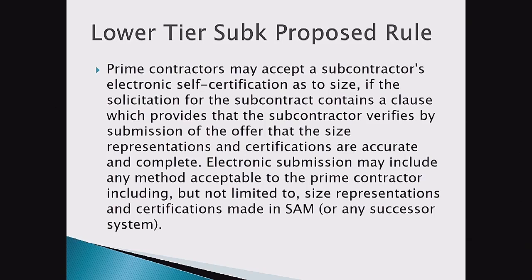And we've tried to clarify here as best we can that just like we allow at the prime level electronic representation of size or status, you can also do that at the subcontracting level. We just want to make sure that you're clear that just like a prime contract, at the time of your offer, you're representing that you meet the size standard or socioeconomic status that you're claiming. So there has to be some indication, some clause saying that you represent that you meet that at the time of your offer. And we do allow you to rely on SAM if that's what the prime contractor wants to do. And we've clarified that you can't make them go to SAM because subcontractors don't want to be in SAM.